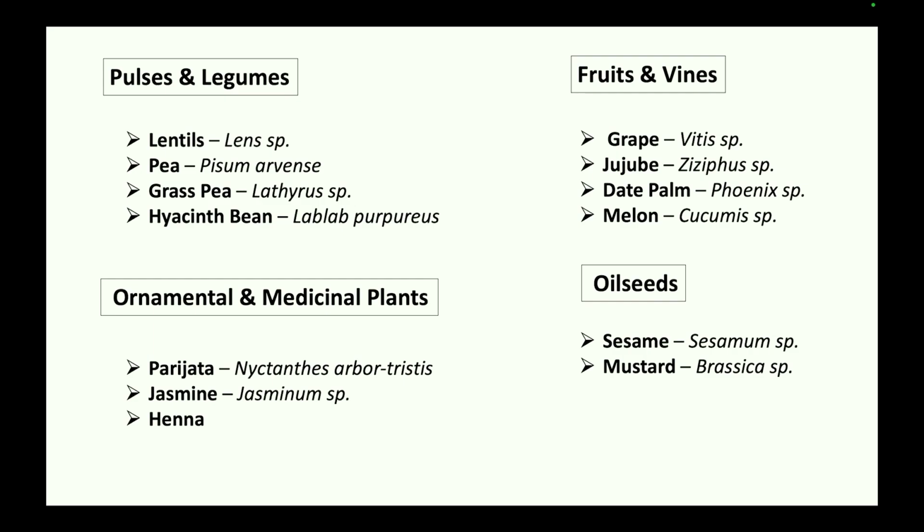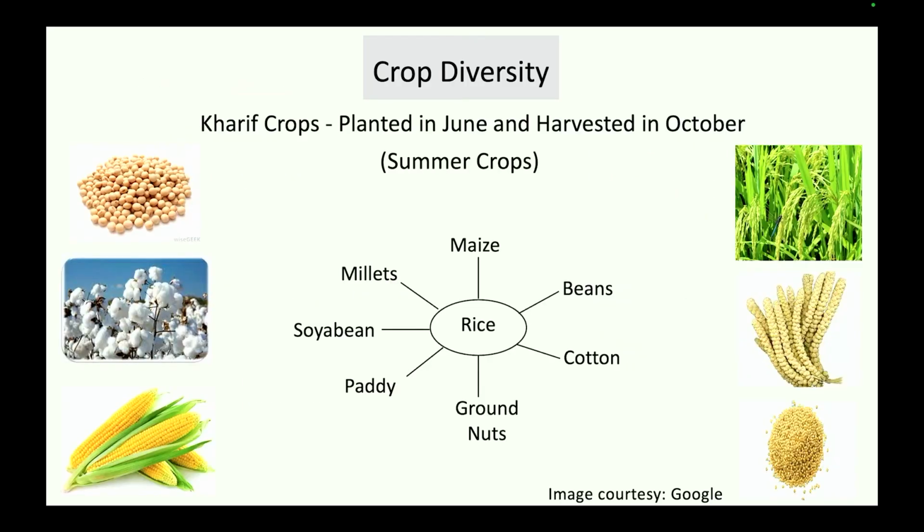The ornamental and medicinal plants were also found in the material remains from the excavations. The parijat, jasmine, Jasminum species, and henna were also found at different Harappan sites. Oilseeds like sesame, Sesamum species, mustard, and Brassica species have been reported from different Harappan sites.